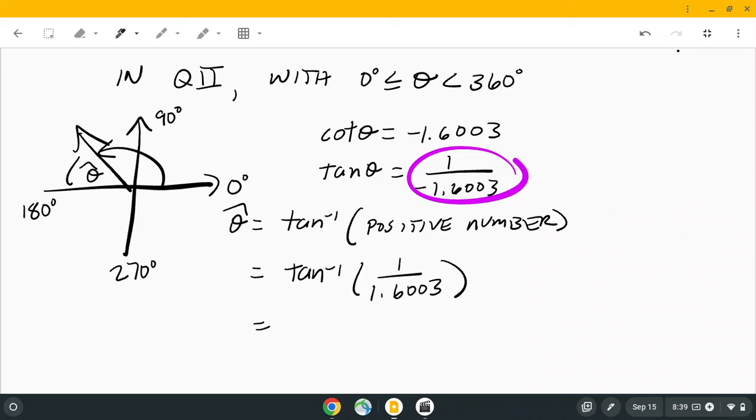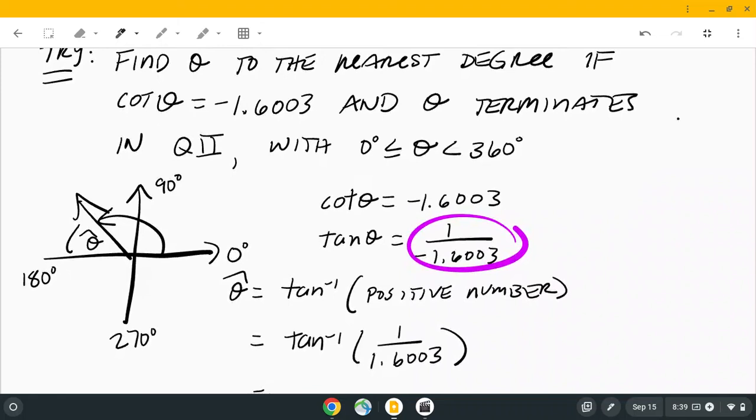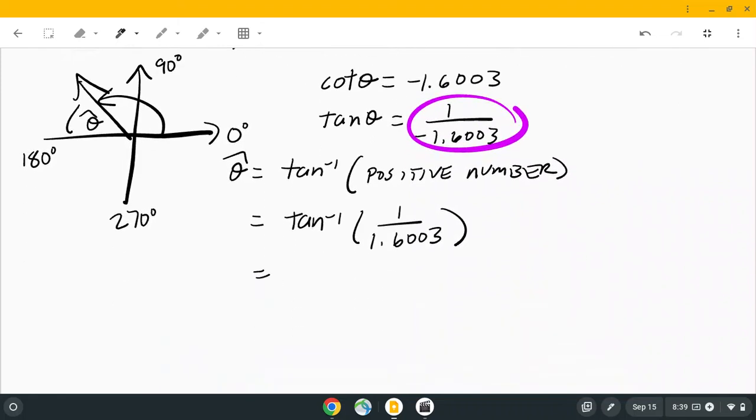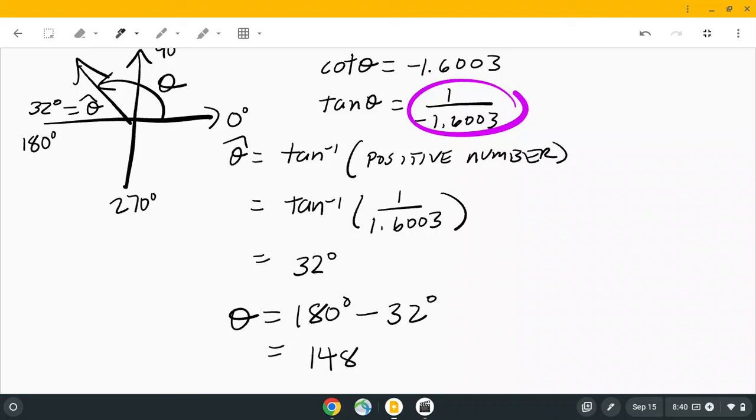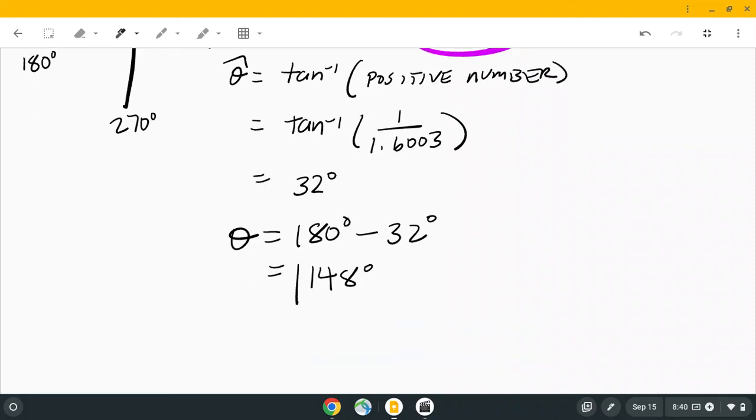And it says to round to the nearest degree. So punching that in, nearest degree is 32 degrees. Okay, so this little theta hat right in here is 32 degrees. So if I want to find this actual theta here, I am going to do 180 minus 32 degrees, which is 148. Okay, so there you have it.